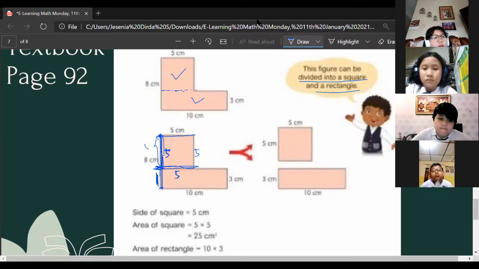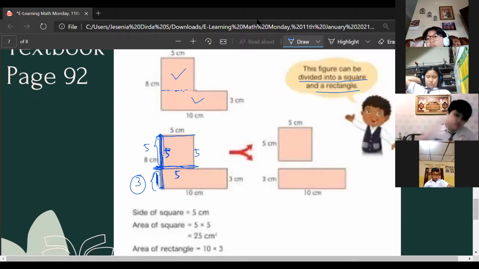Ini kan 5. 3. 3, Miss. 3 come from? Dari 3-nya dari mana? Because just now 8 is minus 5. Yeah, karena Miss, in the beginning, the length of this shape is 8, and then I cut into square. The square is 5, so the rest is 8 minus 5. So I got 3 in here.